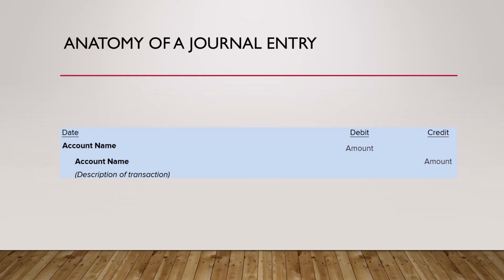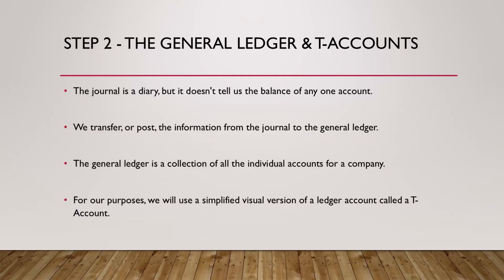A journal entry has a specific format, much like a sentence in English. You must include the date of the transaction. The account that is debited is always listed first, against the left margin. The account that is credited is listed second and is indented to the right. The debit and credit amounts are placed in their respective columns, and a brief description is usually included to explain the transaction. While the journal gives us a chronological list, it's not very helpful for finding the balance of a single account. For that, we need the general ledger.